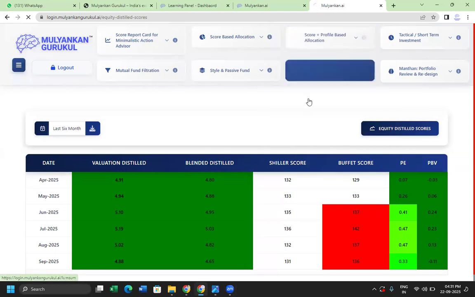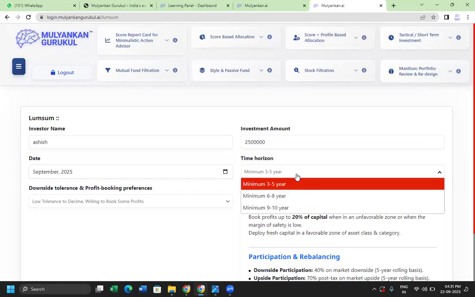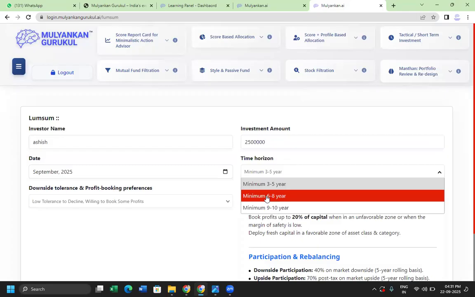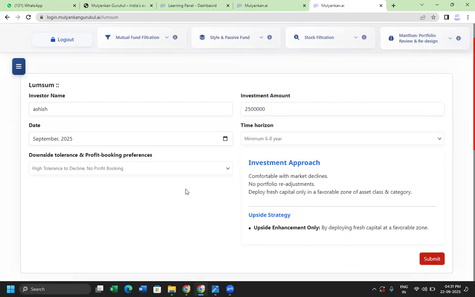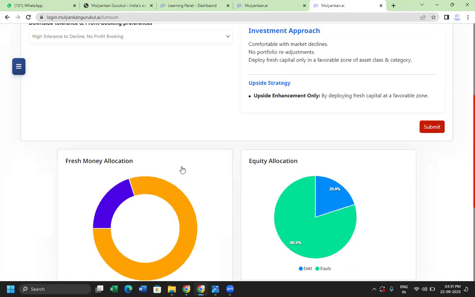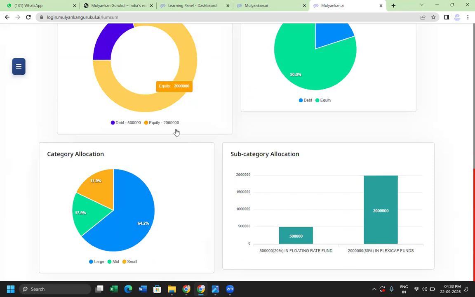Just a minute, sir. After clicking on lump sum money, let's say you put 25 lakh rupees that you want to invest, with a minimum time horizon of 6 years. If you have declared that you have a high tolerance to decline and no profit booking, just click on submit. Now it has given the entire answer: with 25 lakh rupees, 20 lakh in equity and 5 lakh in debt, and within the 20 lakh, large cap 64%, mid cap 17%, small cap 17%.